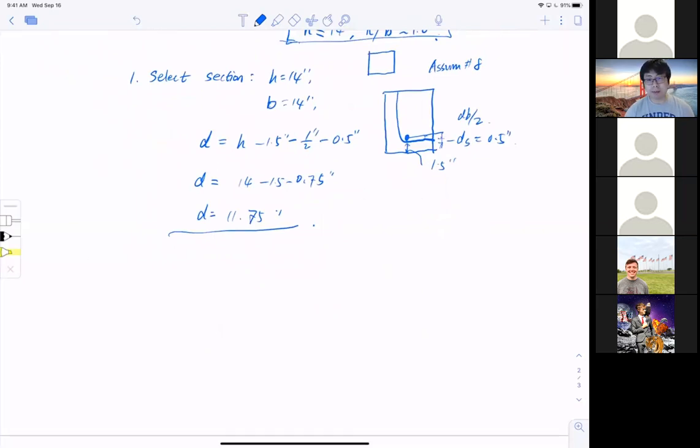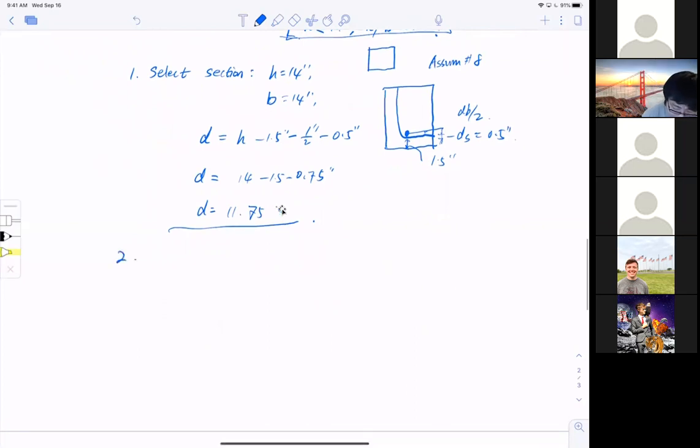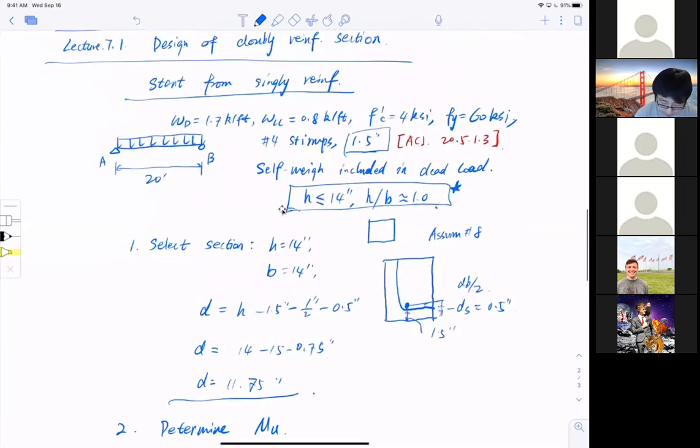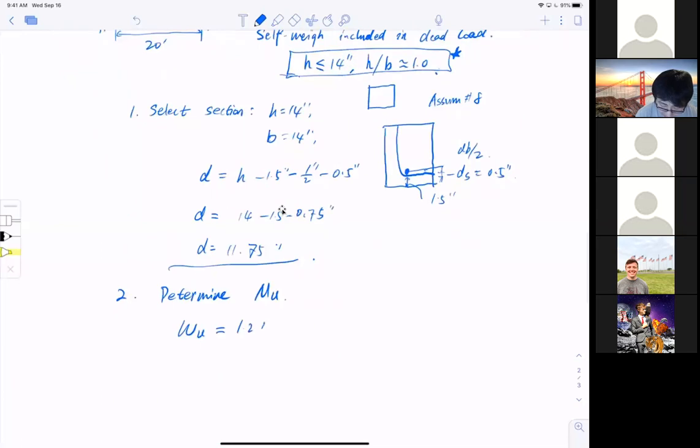So assume I'm going to have a singly reinforced section. First, I'm just going to determine my nominal moment capacity required, so Mu. What is Mu? So omega u, the distributed load, equals 1.2 omega dead. Bob, yes, sorry.